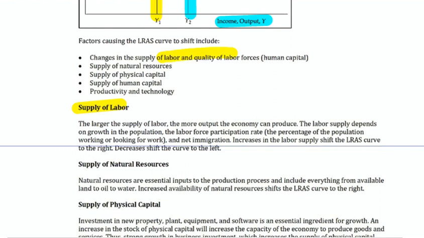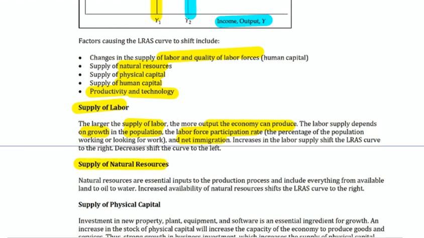Supply of labor, natural resources, physical and human capital, as well as productivity and technology. So supply of labor: the larger the supply of labor, the more output the economy can produce. And what causes that to shift? Growth in the population, the labor force participation rate, how many people are looking for work, and net immigration.